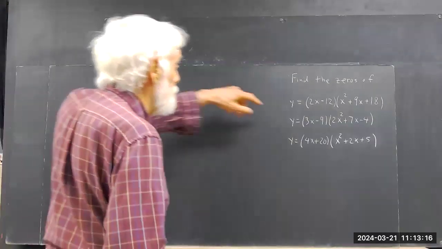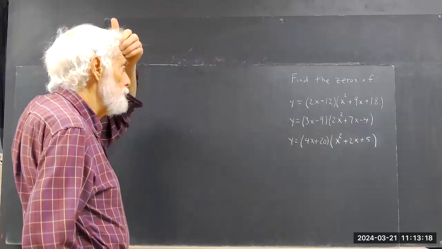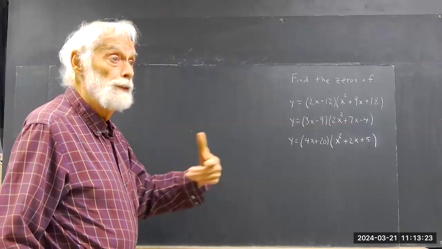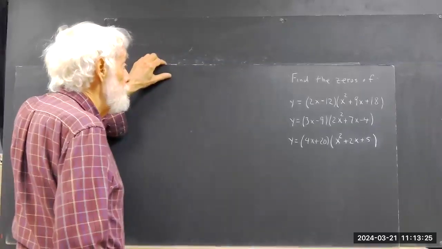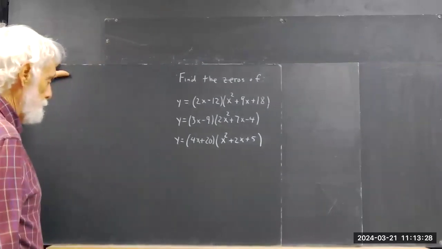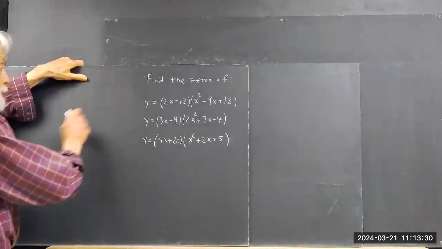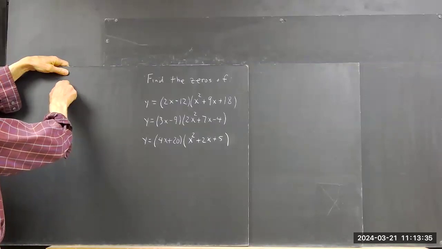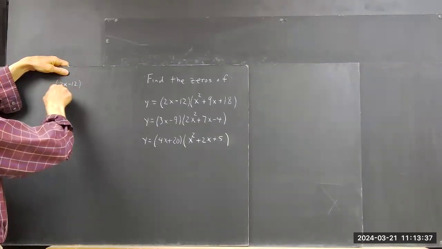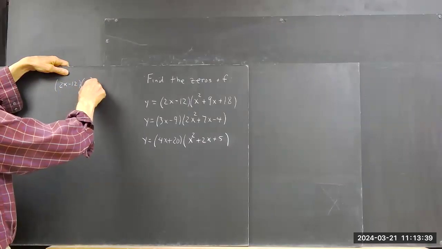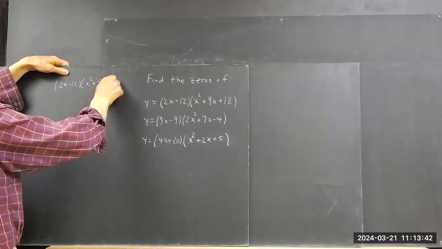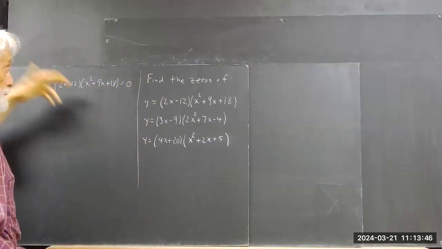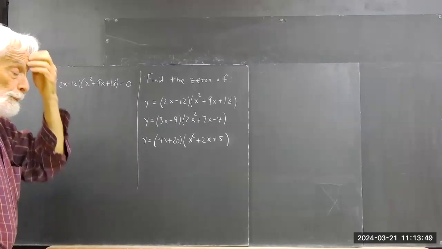Okay, we started with three expressions. We want to find the zeros. What does that mean? We want to find where y is zero. Okay? So what we're going to do, start with the first equation. And we set that equal to zero. That's what we mean by find the zeros.